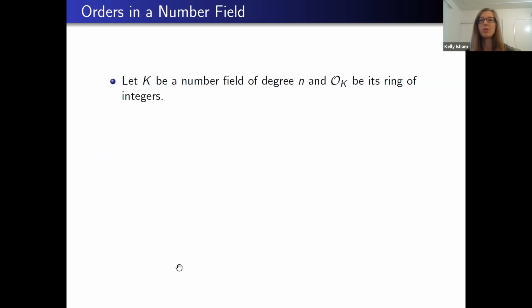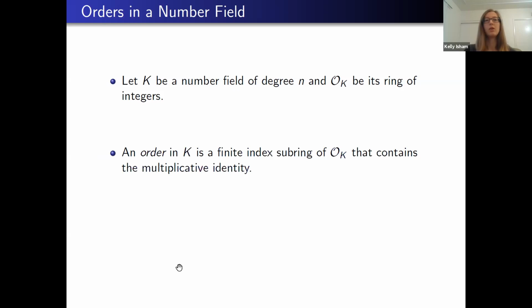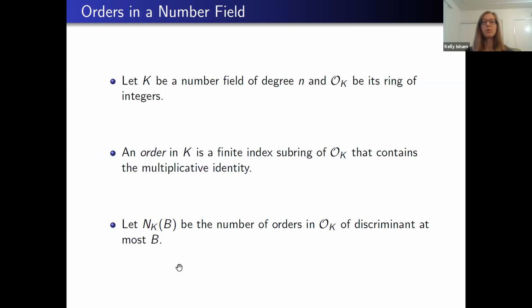So let K be a number field of degree n, and O_K its ring of integers. We'll define an order to be a finite index subring of O_K that contains the multiplicative identity. And we'll define this function N_K of b. We're going to count the number of orders, and we're going to order by discriminant. So it's the number of orders of discriminant at most b in O_K. And again, we want to study how this function grows as b goes to infinity.